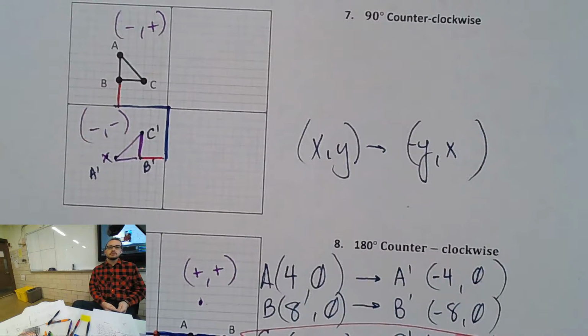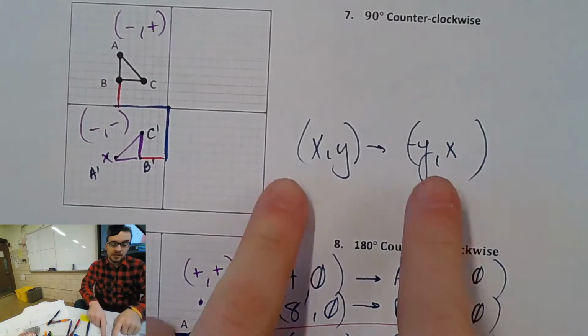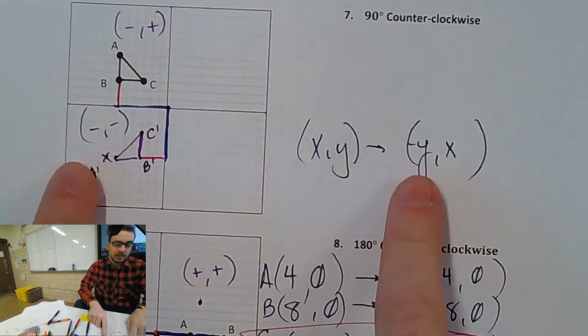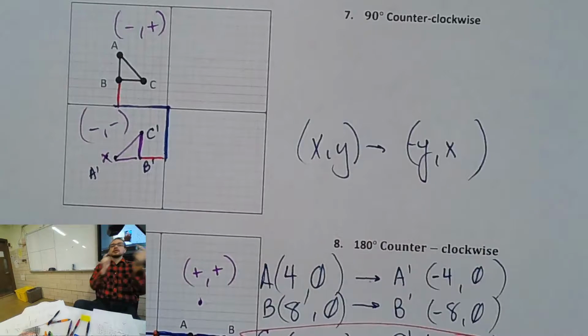The quadrant signs are changed. That explains the negative, right? Because one of our signs change. But why do they switch? Why do the X and Y change spots? You want to try again?